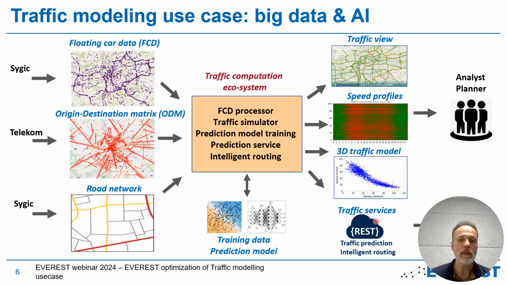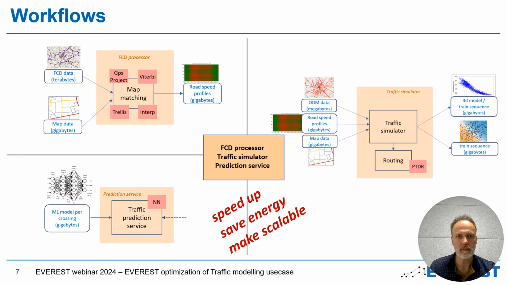And there are extra traffic services as an output of our platform, which are meant for third-party applications or Sygic navigation or whatever navigation, such as the traffic prediction and intelligent routing.